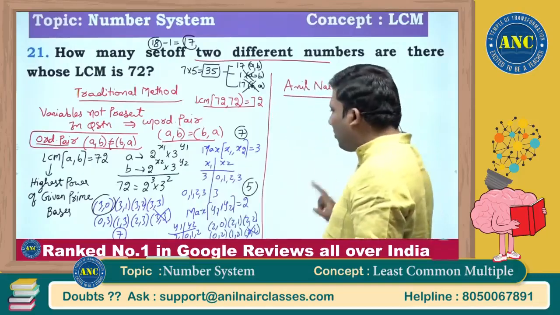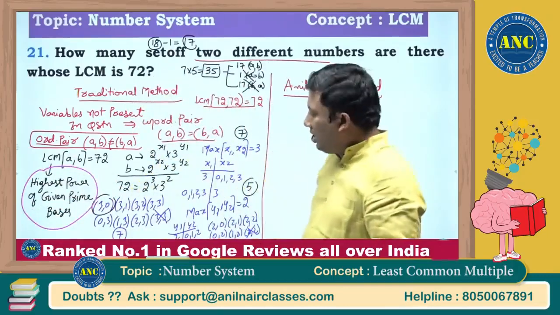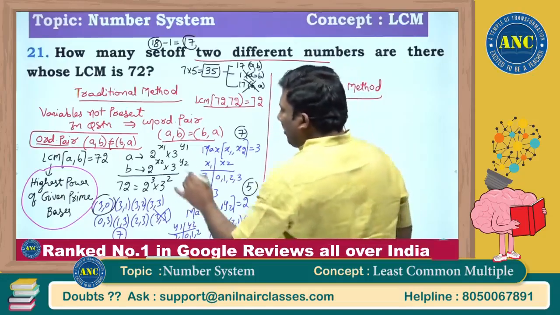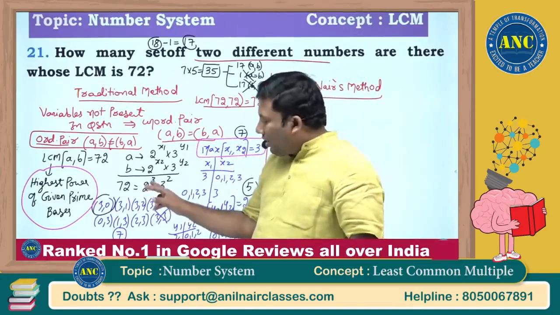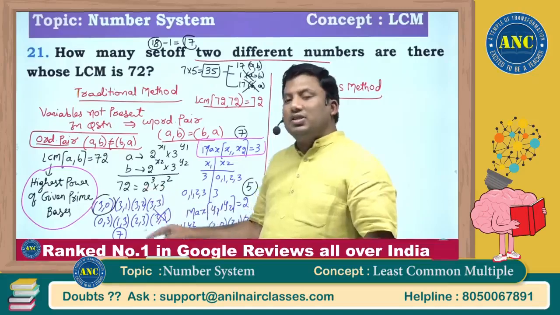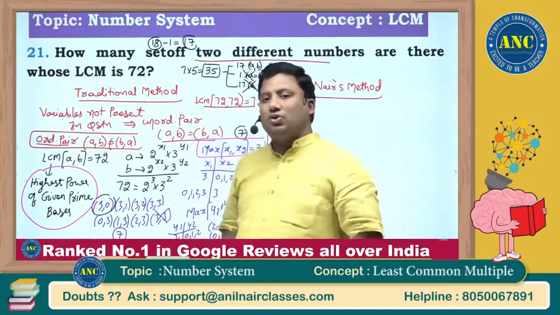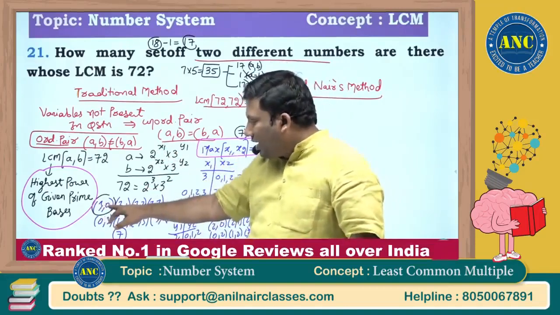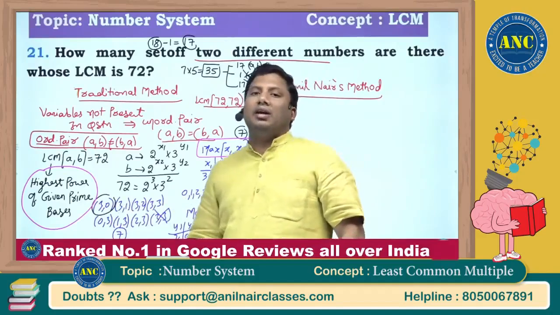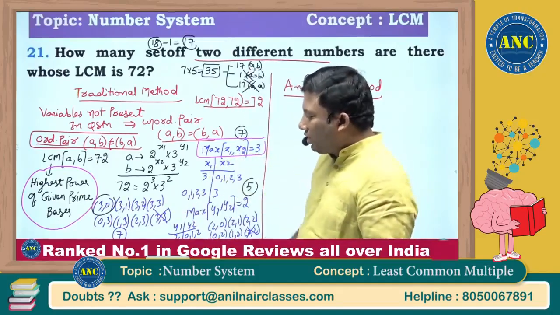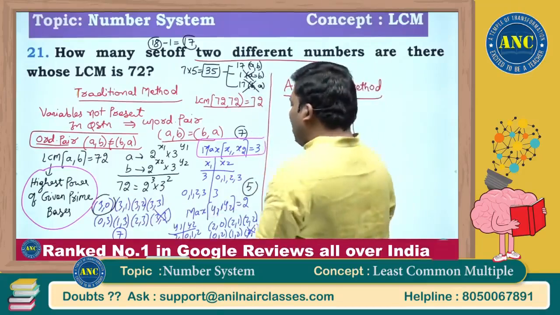The entire idea is based upon this point: LCM is defined as the highest power of the given prime bases. Why is maximum of x1, x2 equal to 3? Because the answer contains 72, which is 8 into 9. Either x1 contains 3, or x2 contains 3, or both. If x1 contains 3, x2 can contain 0, 1, 2, 3. If x2 contains 3, x1 can contain 0, 1, 2, 3, with 3, 3 already counted. That gives 7 cases, for the powers of 2.